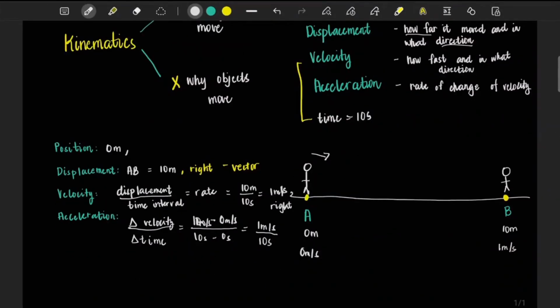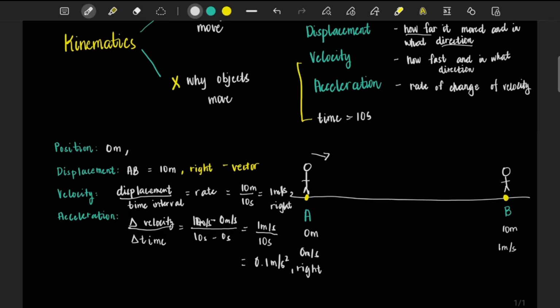To simplify the value, we perform dimensional analysis. So the seconds in the denominator will be squared with the seconds in the numerator. Therefore, our final answer would be 0.1 meter per second squared to the right, because just like velocity and displacement, acceleration is also a vector quantity.